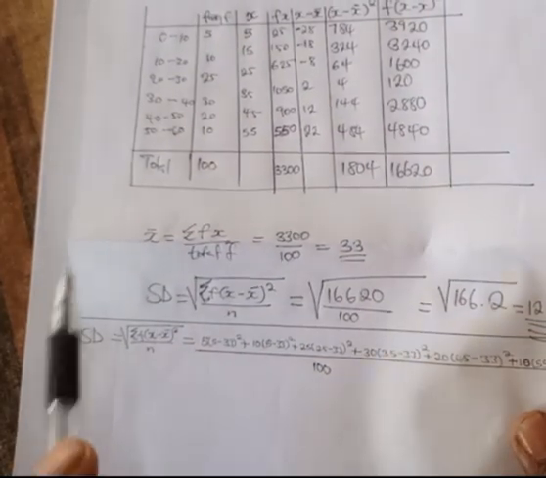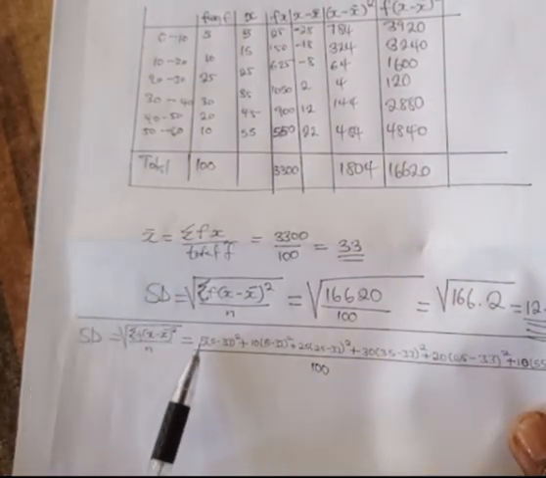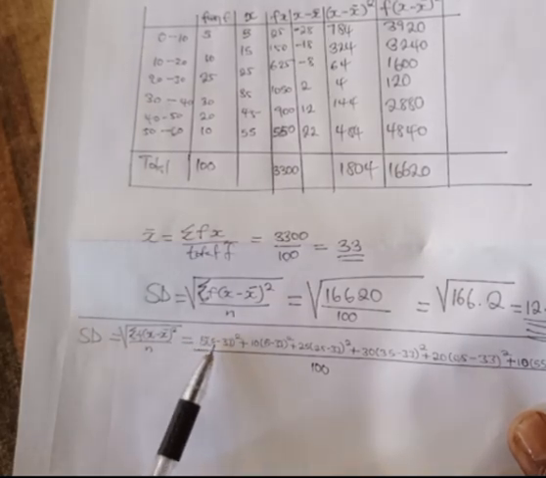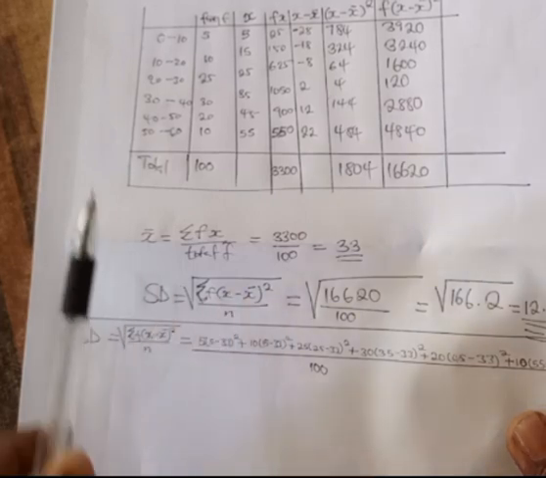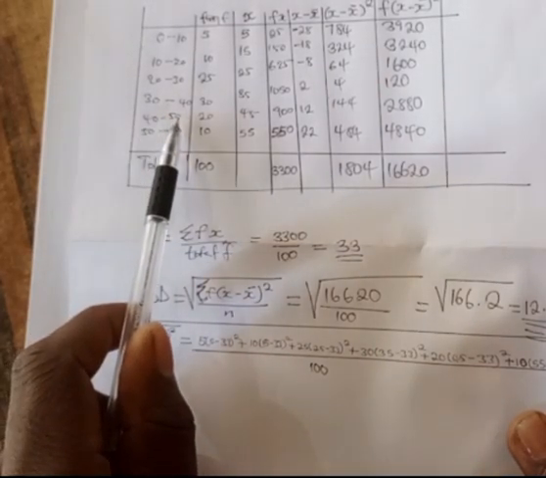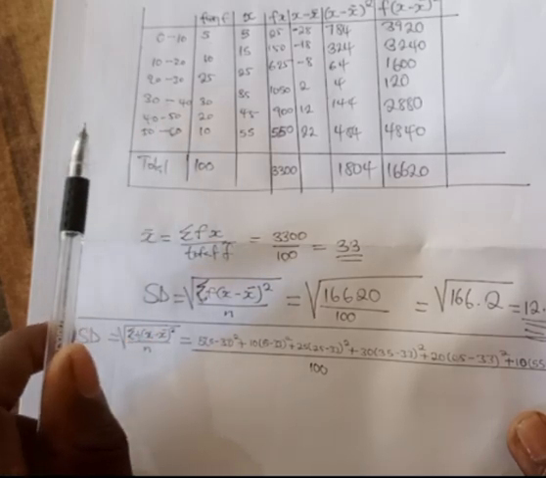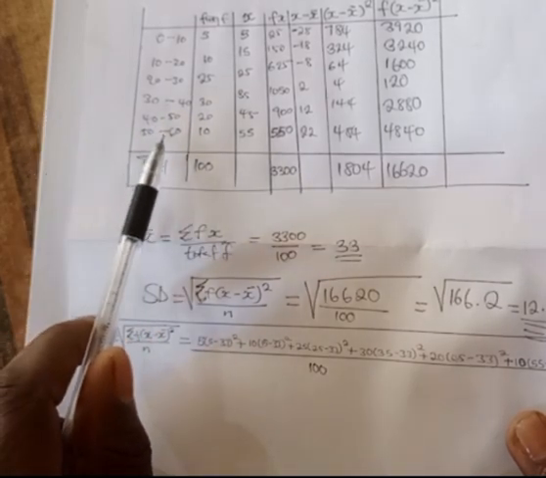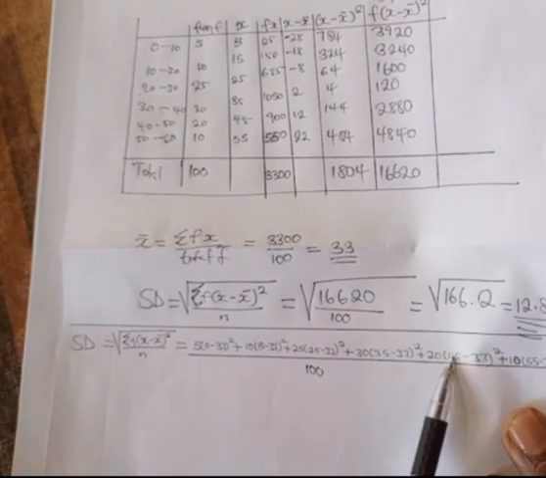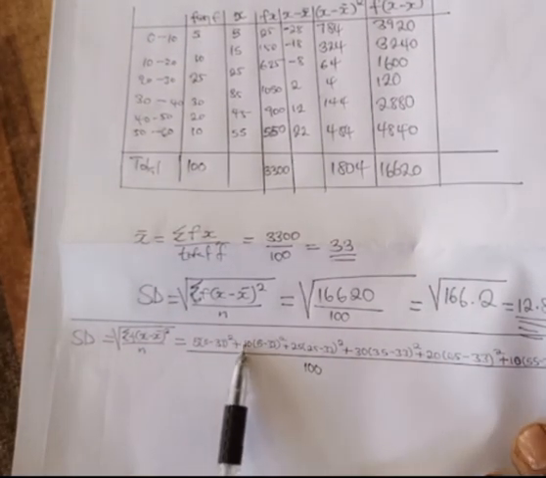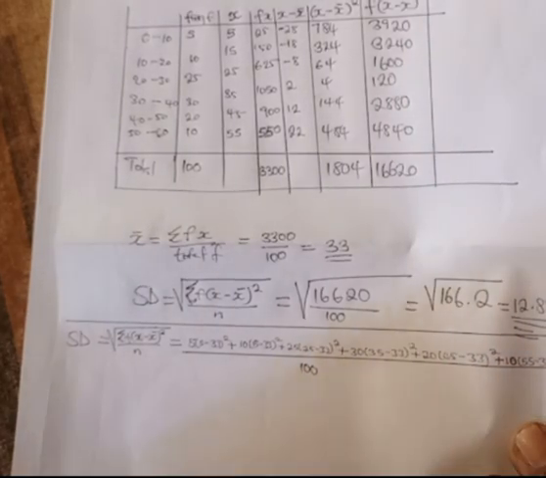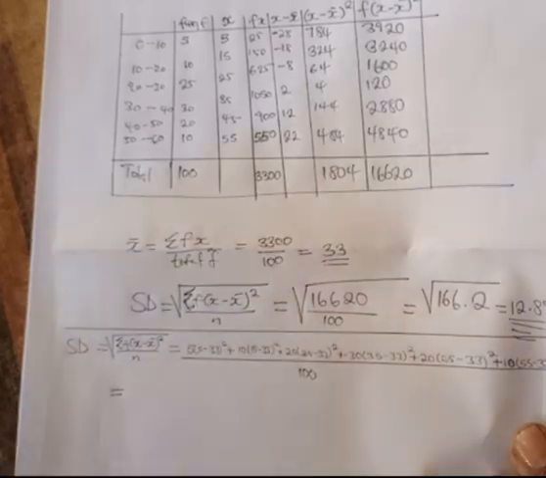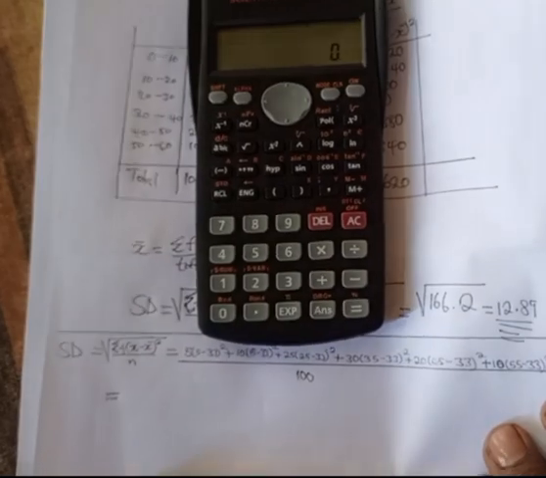I was saying we have to multiply each frequency by each class midpoint. For example, for 40 to 45, if you add the two and divide by 2, we are going to have 45. So we write 45. Once you do this, you square everything there, then you say over 100. Now your next step is to get your calculator as usual and punch it in.